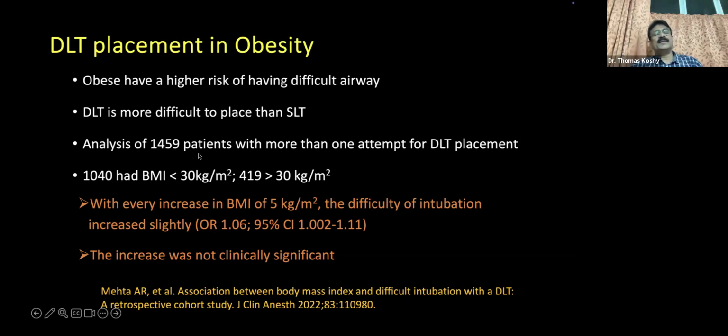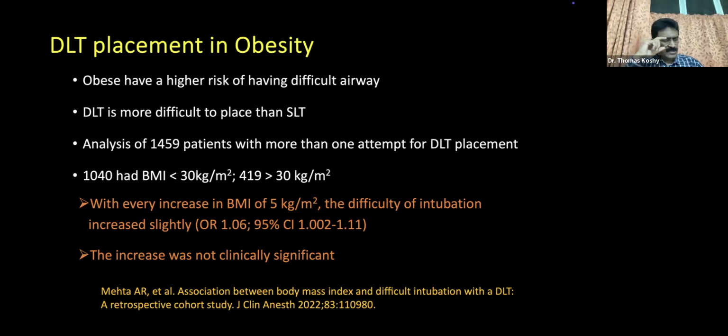What they analyzed was a retrospective analysis of 1,500 patients with more than one attempt for double lumen tube. Out of 1,500 patients, around 1,000 had a BMI less than 30 kilogram per meter square, but around 400 had a BMI of more than 30 kilogram per meter square. The study found that with every increase in BMI of 5 kilogram per meter square, the difficulty in intubation increased only slightly. See the odds ratio, 1.06 only. So there is no significant increase in the difficulty of intubation with the double lumen tube.